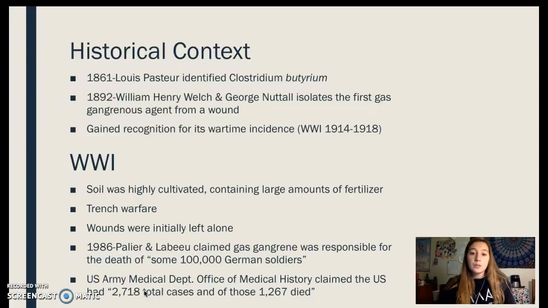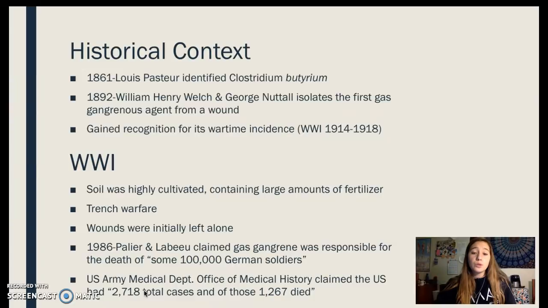So historical context, 1861, Louis Pasteur identified Clostridium botulinum, which is the first Clostridium species. Significant because Clostridium is the genus that our infectious agent of gas gangrene is under. 1892, Welch and Nuttall isolated the first gas gangrenous agent from a gangrenous wound. They identified a gram-positive anaerobic bacillus, and they originally named it Bacillus aerogenes, then reclassified it as Bacillus perfringens, reclassified it again as Clostridium welchii, and then for a final time it was reclassified as Clostridium perfringens, which is what we know it as today.